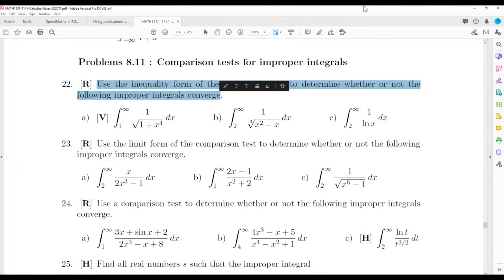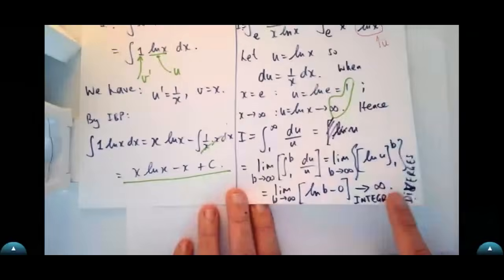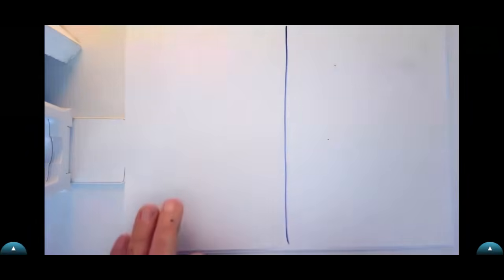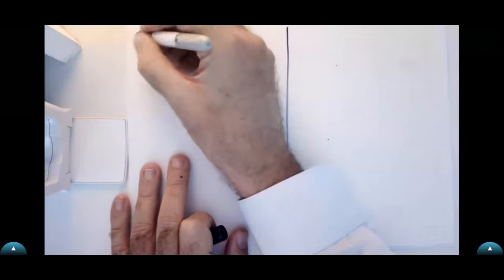You could see in the previous question, let me just go back to my document camera for a second. You could see that we actually worked out this integral and the integral diverged off to positive infinity, okay? So we're asked to do the same kind of thing with these integrals, but by using an inequality. It's called the comparison test.